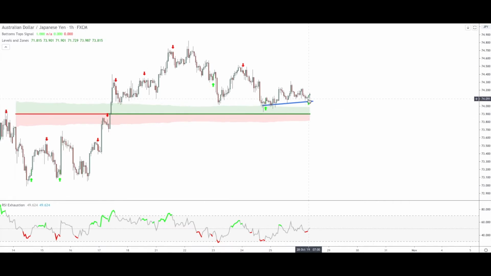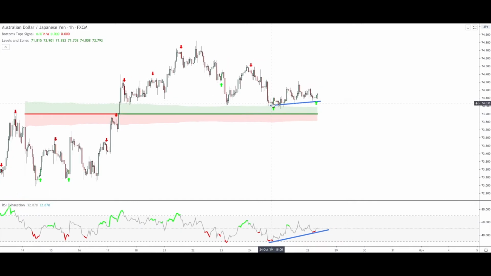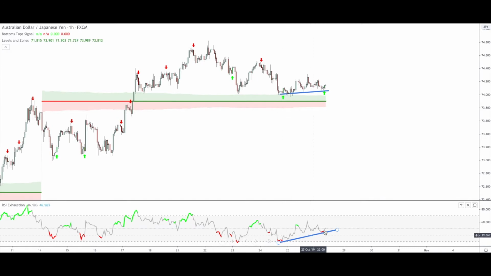So the bottom here is just confirmed at the close of this candle, so you should always wait for the close of the next candle to confirm the previous signal. And then what's very interesting here is the RSI. The RSI is kind of moving way up. As you can see here, the price is pretty much at the same level, but the RSI is moving way higher than the price, which signals that the price should move very high anytime soon.